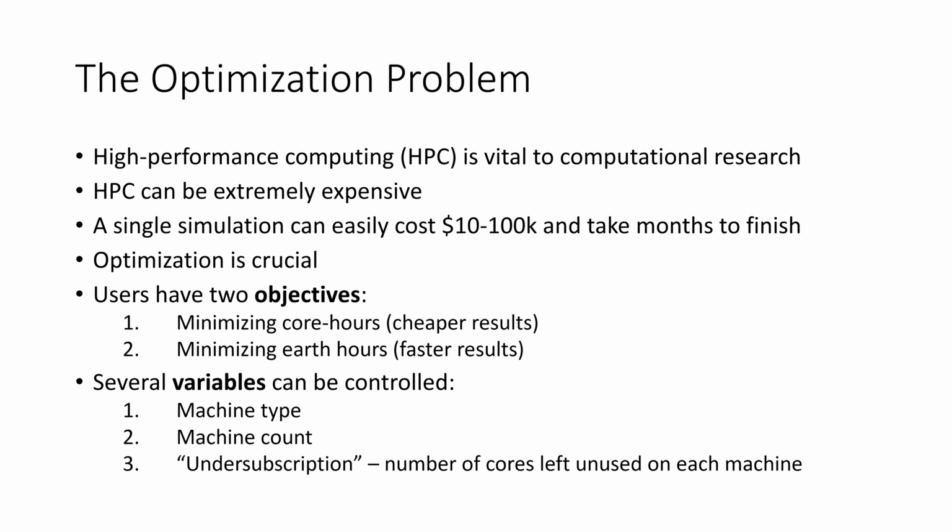The final variable is something called undersubscription. It's pretty well known in the literature that counterintuitively, if you leave a few cores unused on a computer, you can often speed up the results substantially. So we've seen improvements from this in the 10 to 20% range, although several percent is usually a more realistic number. There's no way of knowing what the ideal undersubscription is, though, until you actually go through the testing and optimization process. So it's an important thing to consider as well.